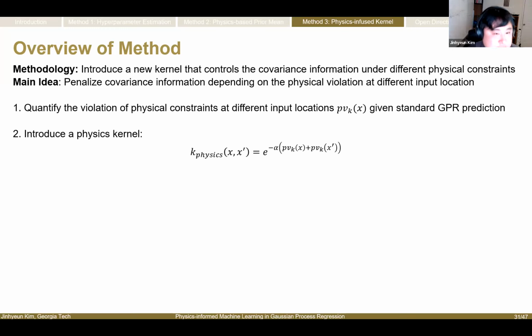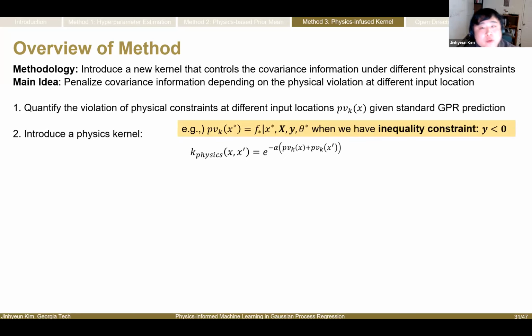Next, we introduce a physics kernel. We choose an exponential form to maintain the smoothness of the prediction model. Alpha is the newly introduced hyperparameter, which controls the physics fit of the model. So when we have the inequality constraint, y should be less than 0. So this physics violation is simply the function output, f star. And we try to penalize this information.